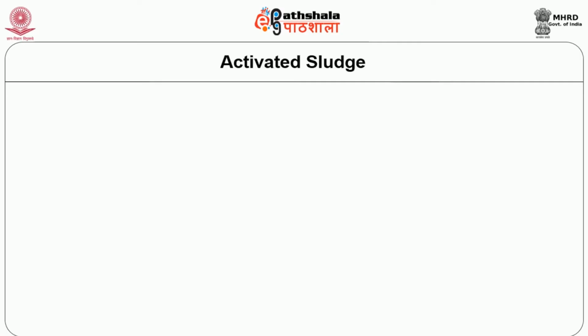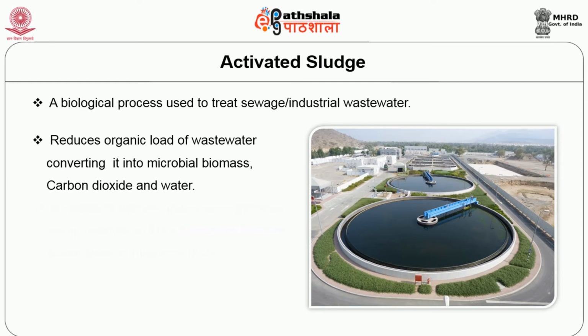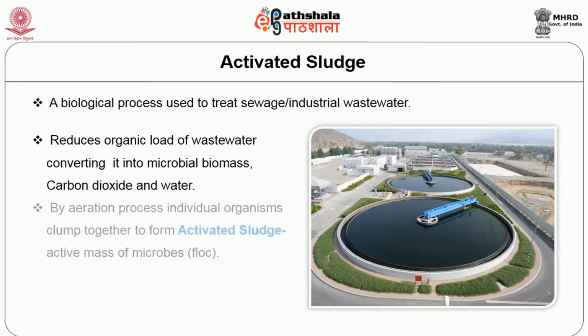In the aerobic process, the most commonly used one for the treatment of industrial wastewater is the activated sludge. What is activated sludge? Activated sludge is a biological process which is used to treat sewage or industrial wastewater. This process reduces the organic load of the wastewater, converting part of the organic matter into microbial biomass, and part is oxidized into carbon dioxide and water. During growth, as well as by the aeration process, individual organisms clump together to form an active mass of microbes, which we call floc, or activated sludge.